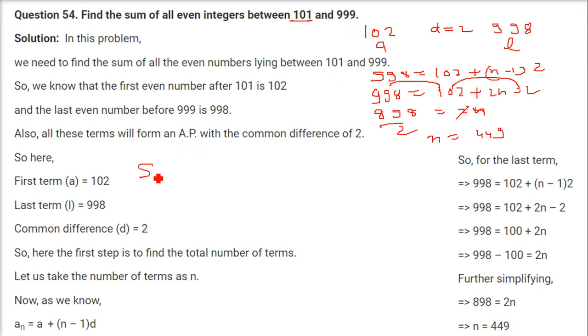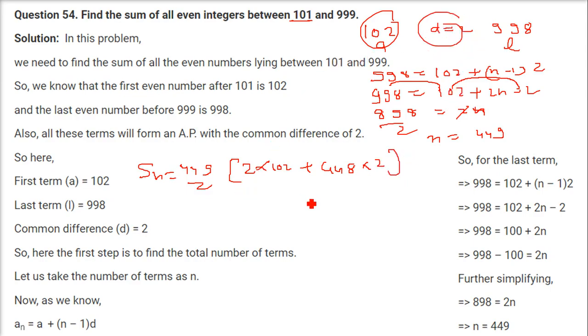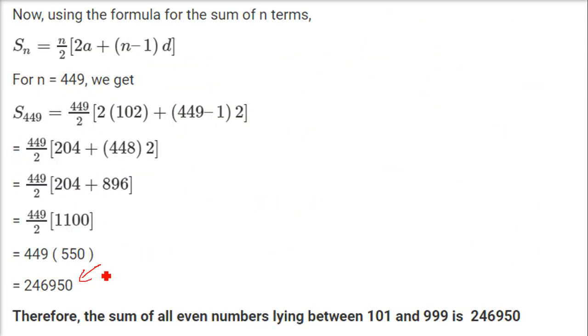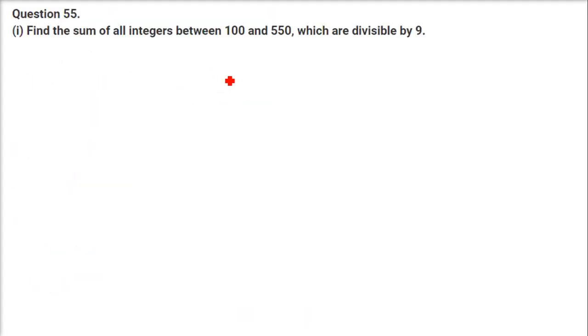So in order to find the sum, Sn will be equal to n by 2, 449 by 2, 2a, what is a? 102, plus n minus 1, 449 minus 1 is 448, into d is 2. Common difference is 2. So we have to solve this, and this result will be 246950. I hope you will be able to do it, right? Because the main thing is to make the expression, then there is only plus and minus and division going on.